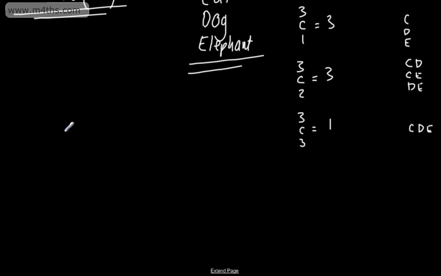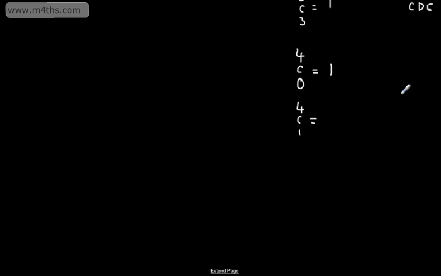Okay, so let's look at that now with 4. Let's introduce a frog. Okay, so if we introduce a frog, what we've got is 4 items, and how many ways can we choose 0? Well, the answer is just 1. It's just not choosing any. What about how many different ways can we choose 1? Well, we can have the cat, the dog, the elephant, or the frog, so it's going to be 4.